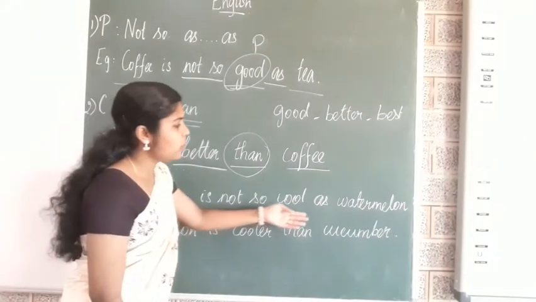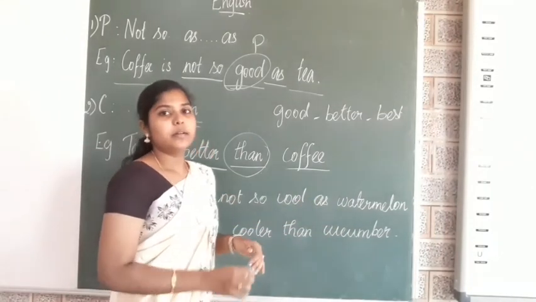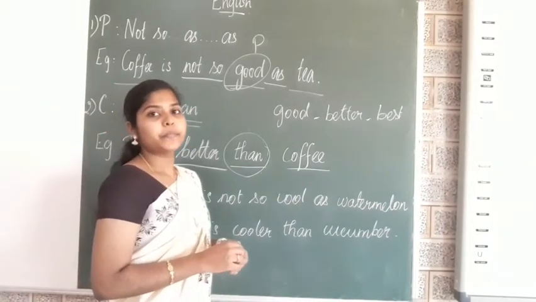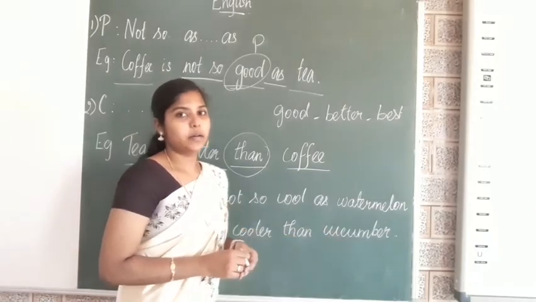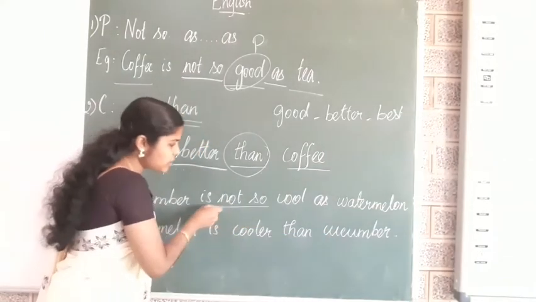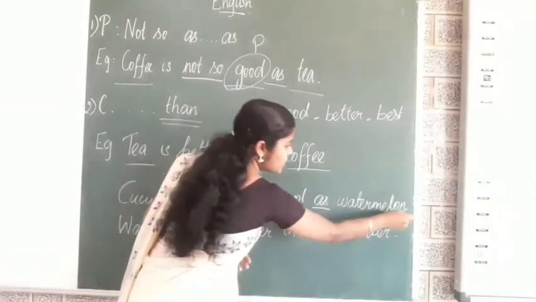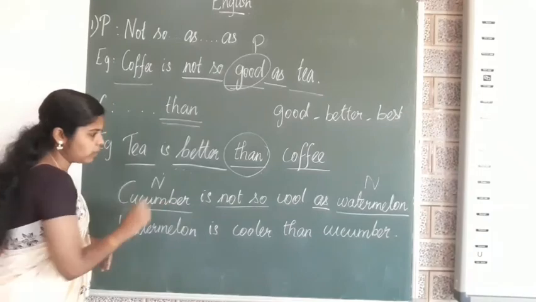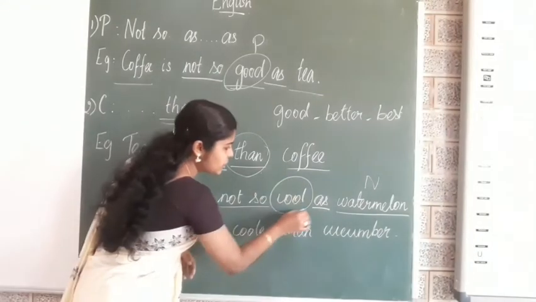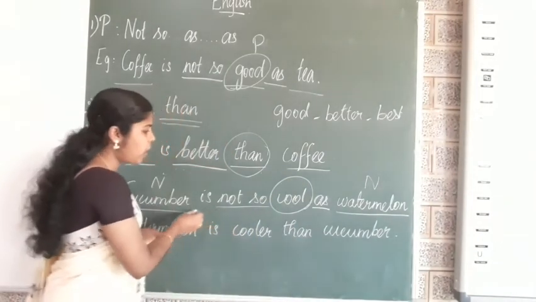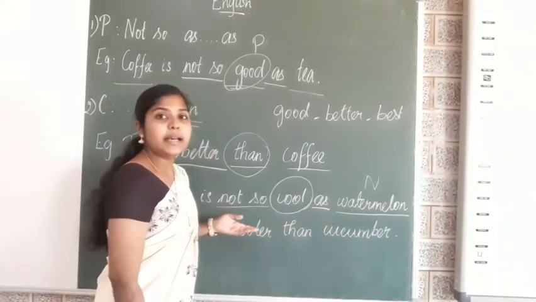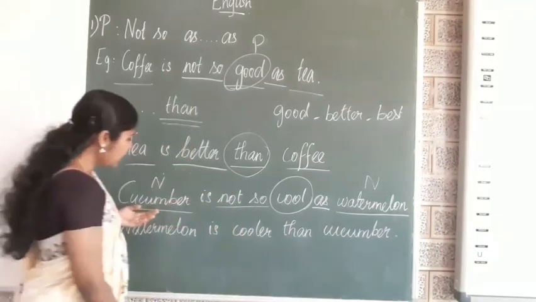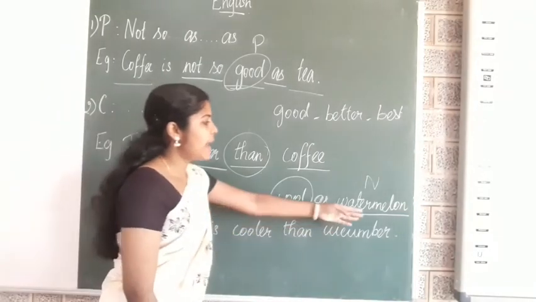Cucumber is not so cool as watermelon. Somebody is saying cucumber. Have you all seen cucumber and watermelon? Okay. Cucumber is not so cool as watermelon. Here watermelon is a noun, cucumber is a noun, and cool is the adjective. Not so as, this is the positive degree. Cucumber is not so cool as watermelon.